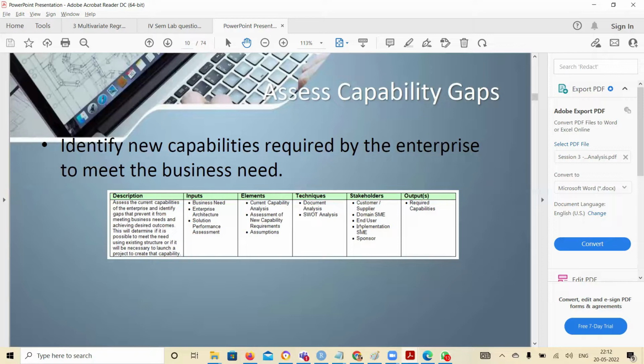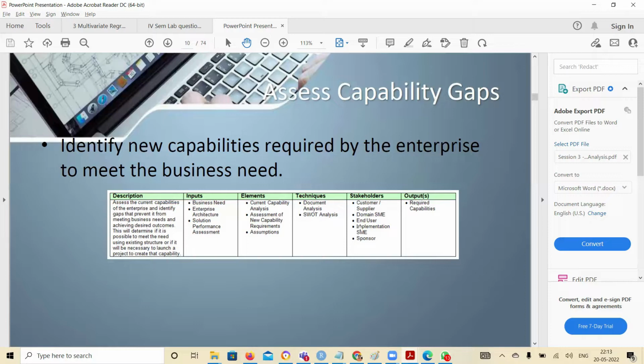So the documents that go in as input are your business need, which comes from the previous step, and the business need will tell you where you want to get to, right? And the enterprise architecture, the business architecture, is what you have currently, correct? So what you need comes from business need, and what you have you evaluate through solution performance assessment, to see whether you are able to meet the objective or not, right? Elements: current capability analysis. Then assess the new capability requirements and assumptions, if you have to make any.